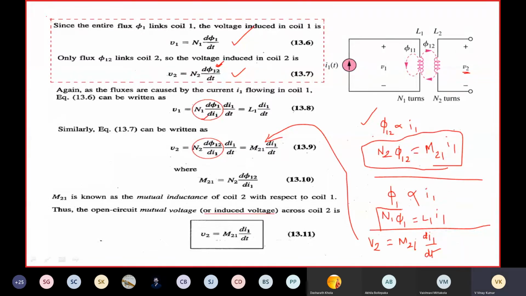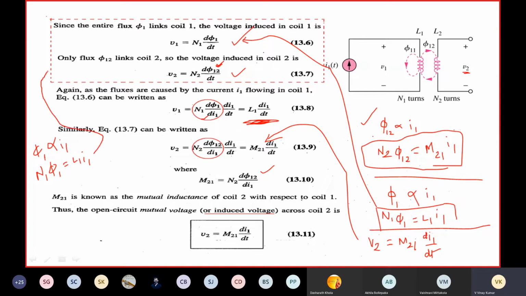If you put N1 phi 1 is equal to L1 I1 in this, you are going to get V1 is equal to L1 dI1 by dt. You know phi 1 is directly proportional to I1, so here you can write N1 phi 1 is equal to L1 I1. Substituting this in this, you get V1 is equal to L1 dI1 by dt.